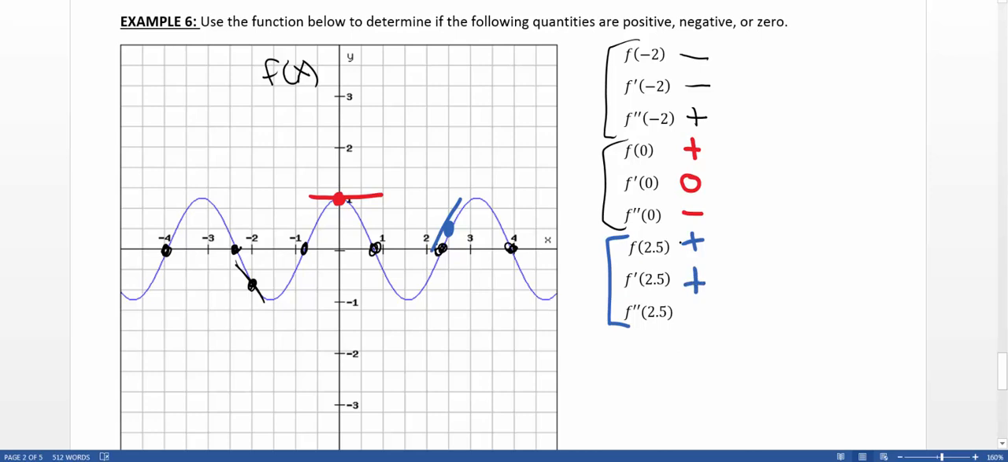And then we see that it's concave down, because between the 2 points, it's downward curved. So it looks like a frown or a hill. So since we're concave down, the second derivative is going to be negative.